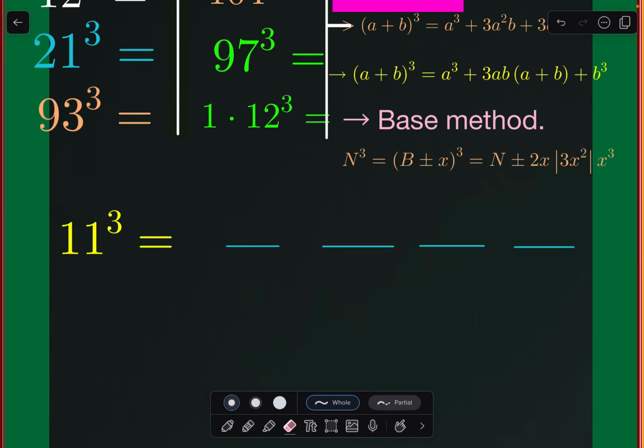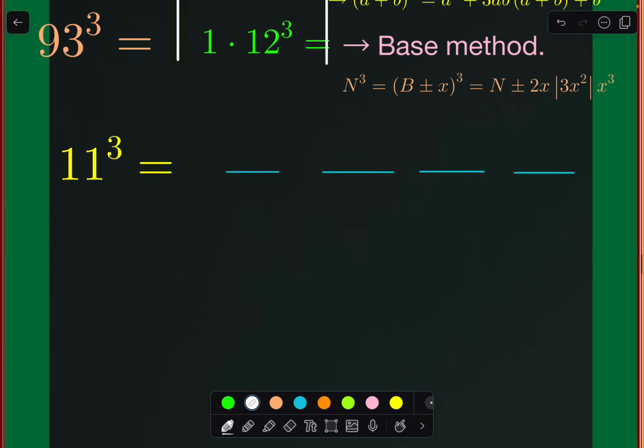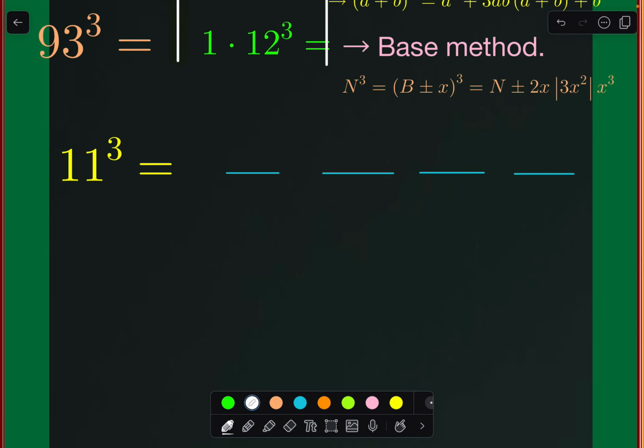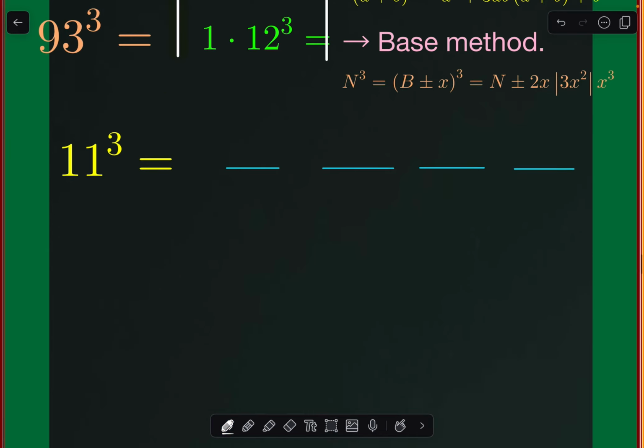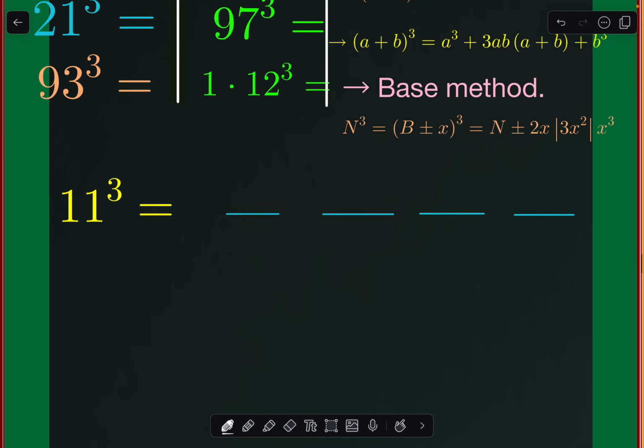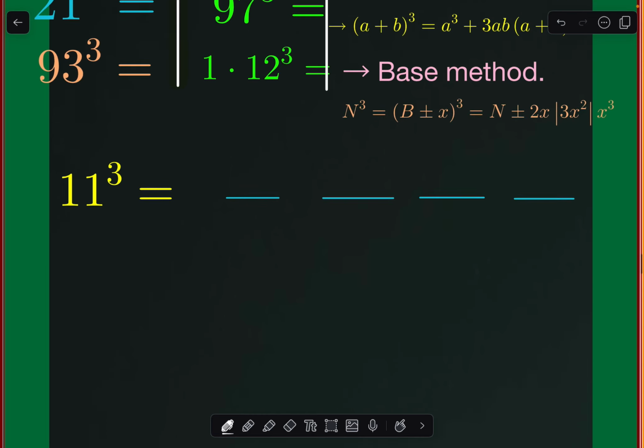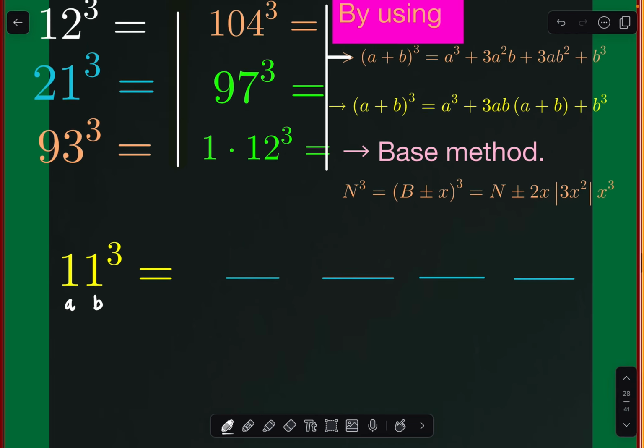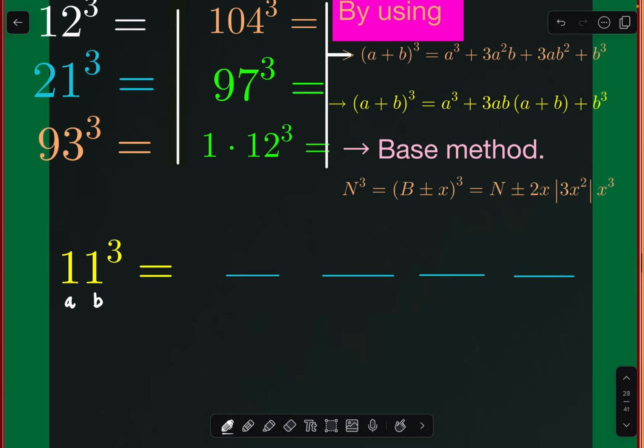Now I'm taking 11 cube, 11 power 3. We have to calculate 4 places, because of the exponent, one more term we can get in the formula according to the binomial theorem. I'm taking the leftmost part, the tens place value, as a, and the unit place value as b. So I want to calculate by using the (a plus b) whole cube formula only.